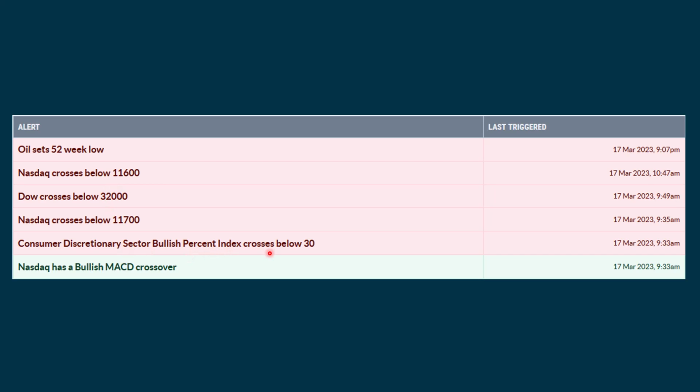Discretionary had a BPI cross below 30. The NASDAQ then ended up going below 11.7, 11.6. The Dow went below 32,000. Oil also set a 52-week low. And you can have access to these alerts by going to stockcharts.com. They're freely available to you.